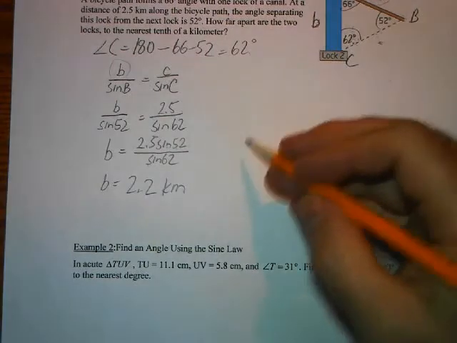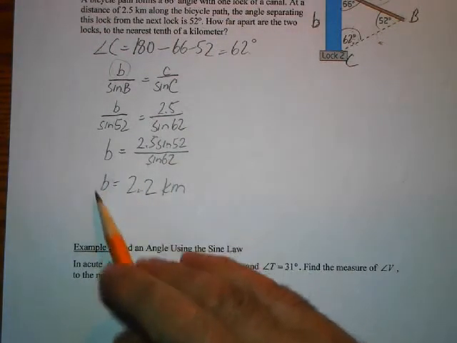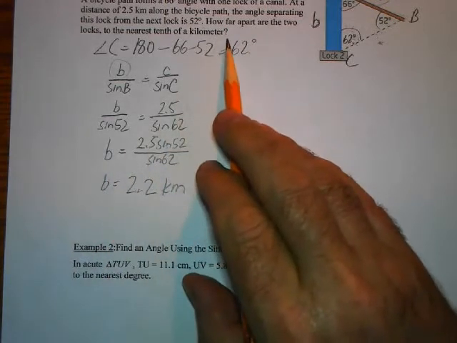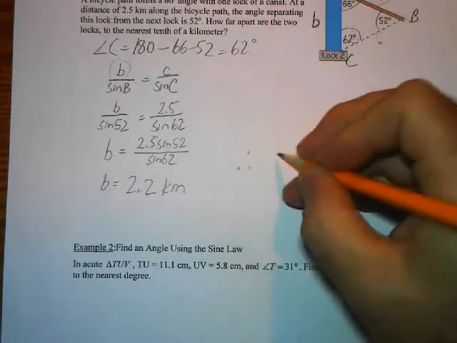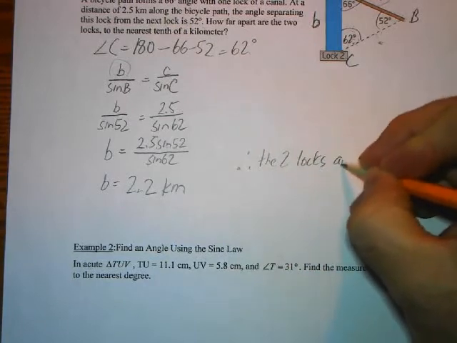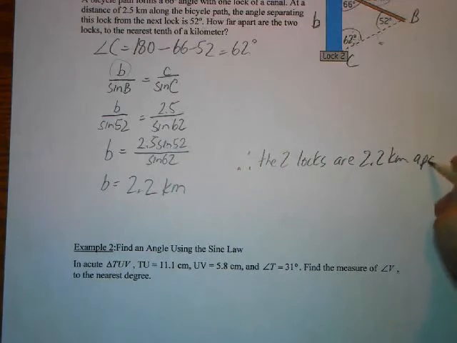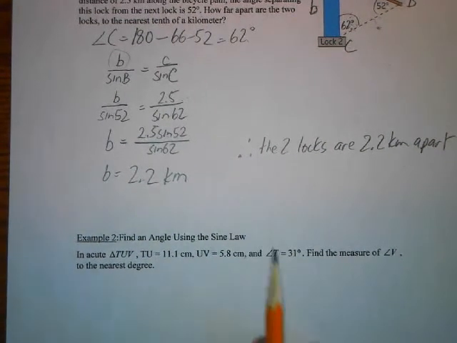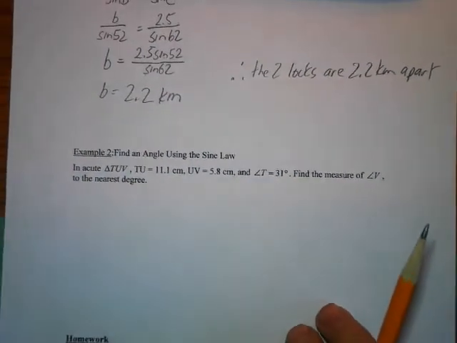Okay, so are you done? Not quite, because this doesn't really answer the question. We invented this, so now we turn it back into answering the question, how far apart are the two locks? Therefore, the two locks are 2.2 kilometers apart. Okay, always important. Word questions deserve word answers. Okay. All right, let's try another one here.